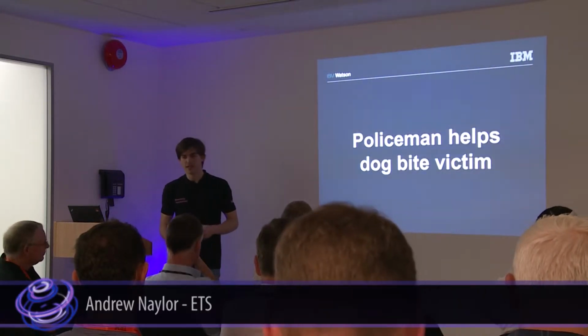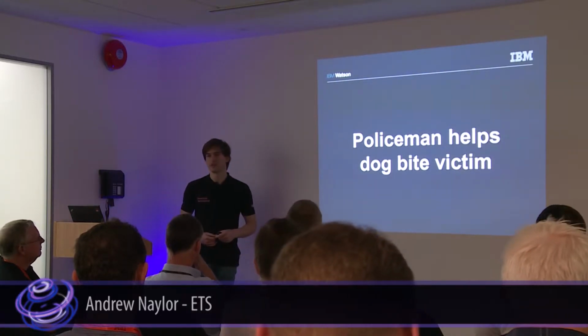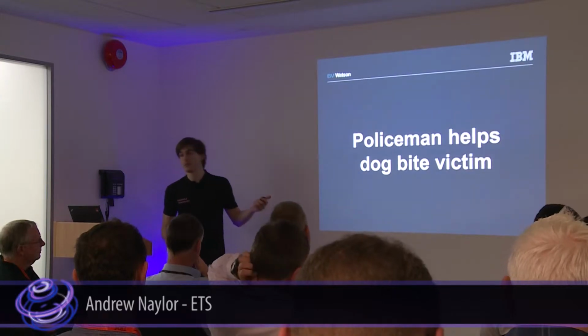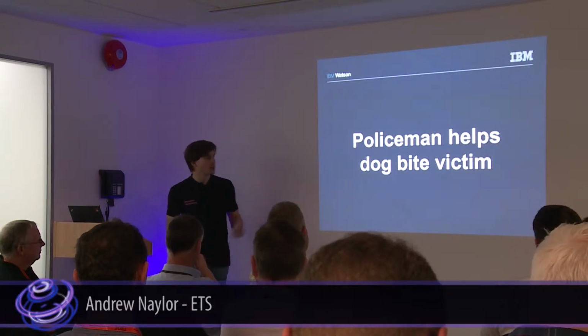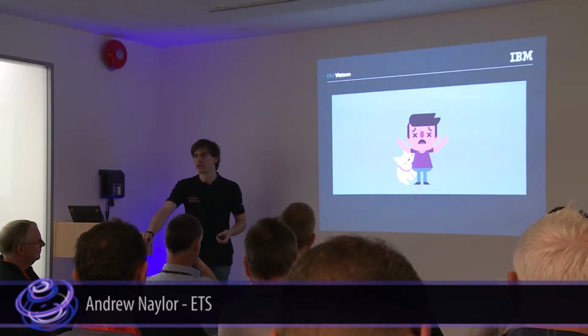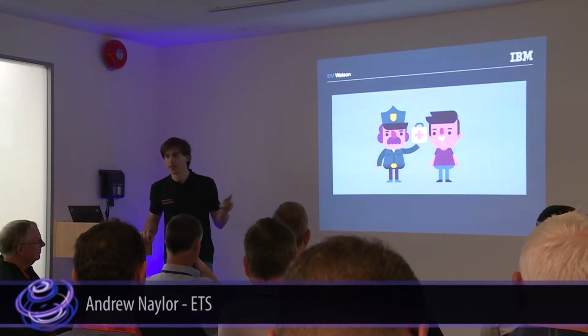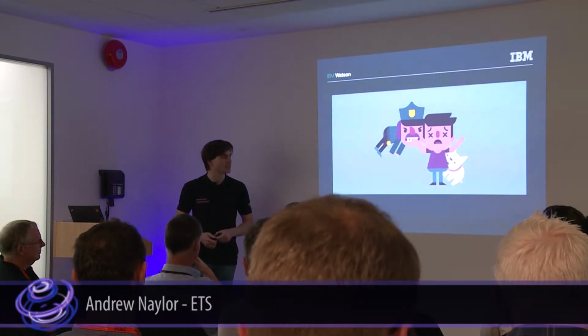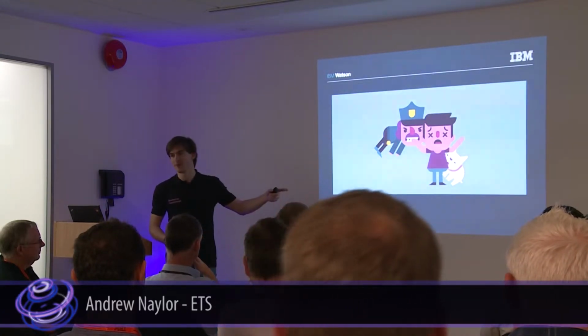English is a pretty tricky language sometimes. There's a lot of vagueness and ambiguity. If you take this pretty simple sentence, by all accounts you might read it and use your own experience to think, well, someone's been bitten by a dog and the policeman comes and helps them. But it's actually an equally valid interpretation of this sentence that the policeman's helping the dog to bite the victim.